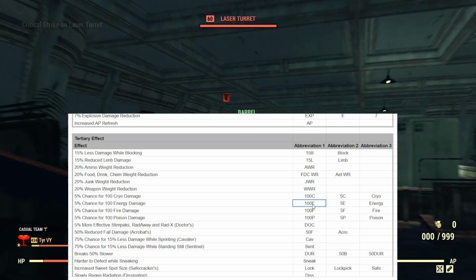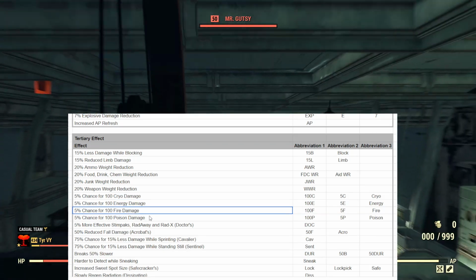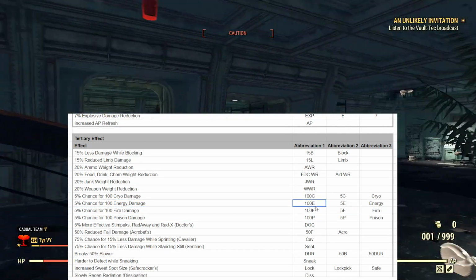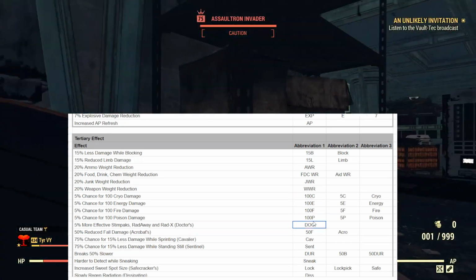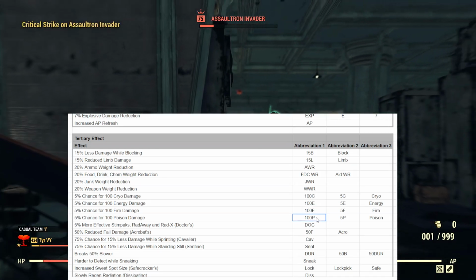However, myself, I do see the 100 cryo, 100 energy, 100 fire, 100 poison. I see these written most commonly, and people do know what they mean. So yeah, just write those ones. We'll try and make that the trend. 100C, 100E, 100F, and 100P.